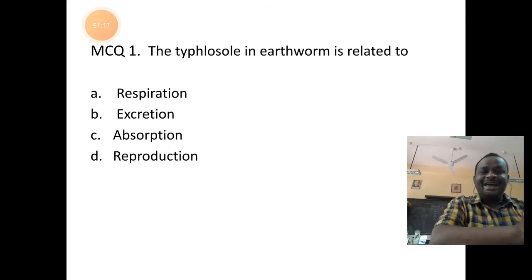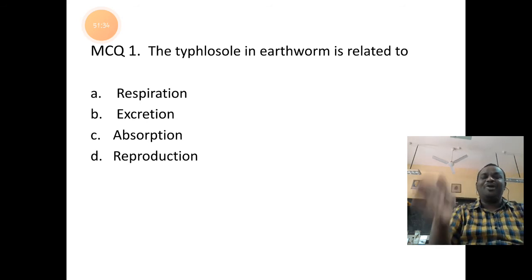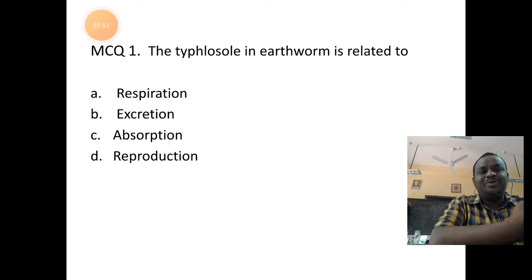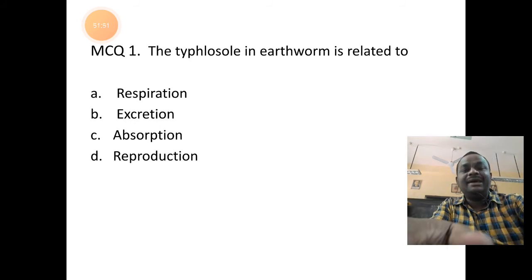Now, let us understand the MCQs after going through the concept of digestive system of earthworm. Shall we start? Question 1. The Typhlosular in earthworm is related to what particular process here? Respiration, excretion, absorption, reproduction. We know Typhlosular is an extended microvillus which increases the absorptive surface for the earthworm. So, it is definitely C, absorption.